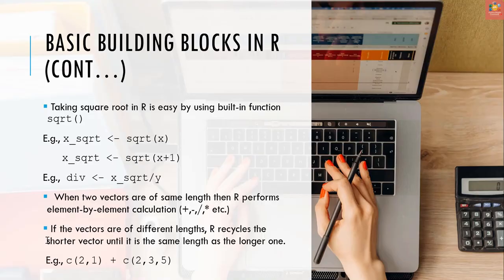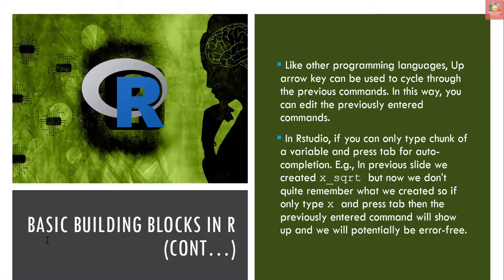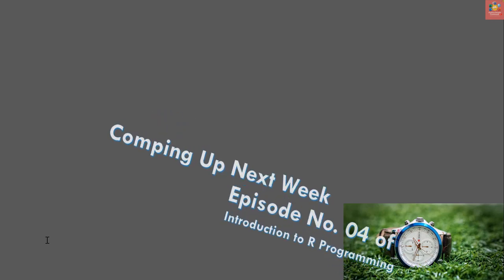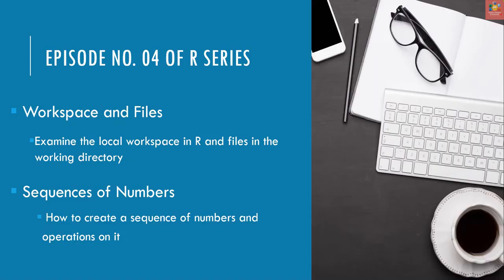So these were some basic simple things in R in this episode, and what's coming up in episode number 4 next week. We will be working with workspace and files in R: what the R workspace is, how we can store files and reuse them, how our R workspace helps us, and how we will examine the local workspace in R and the files in the existing working directory, or if we change the working directory, how it will impact our file paths and other things. And the next thing we will talk about next week is sequences and numbers, how we can generate sequences of numbers in R and how we can do some arithmetic operations in R.